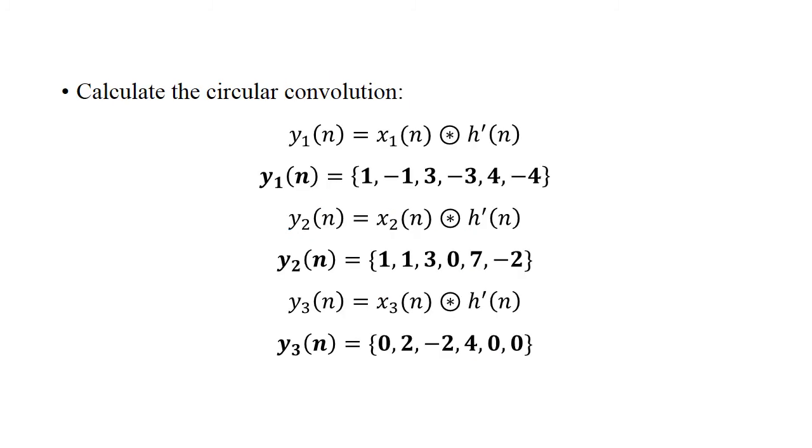Now calculate the circular convolution. So 3 input sequences are there, so 3 outputs we are going to get. First, y1 of n is x1 of n circularly convolved with h dash of n. So we get this answer. y2 of n is x2 of n circularly convolved with h dash of n. We get this answer. y3 of n equal to x3 of n circularly convolved with h dash of n. We get this answer.